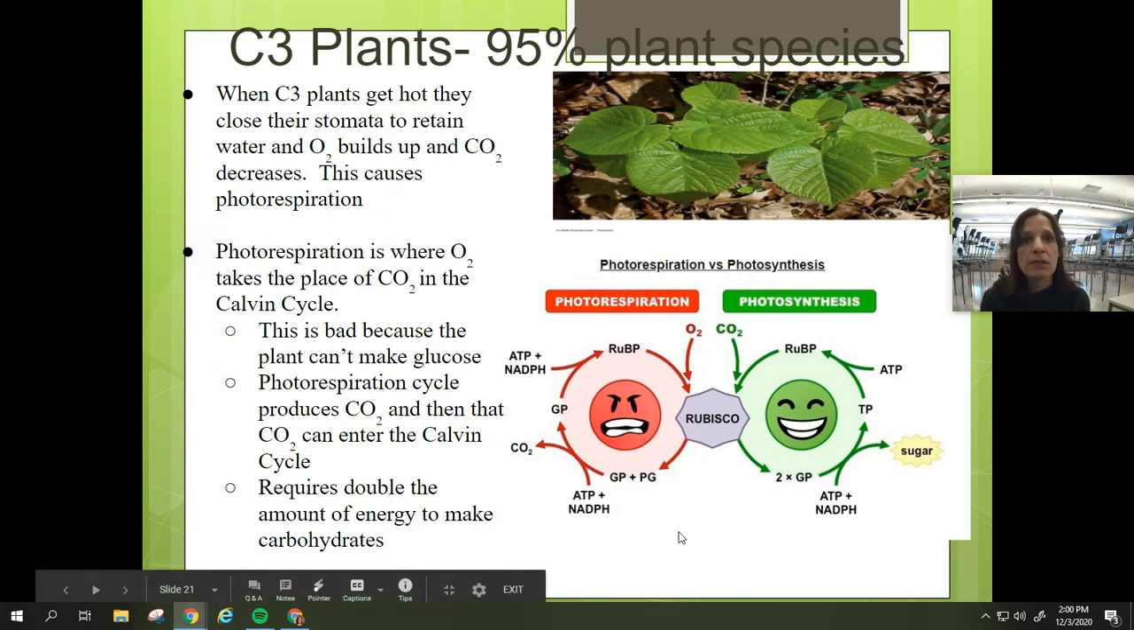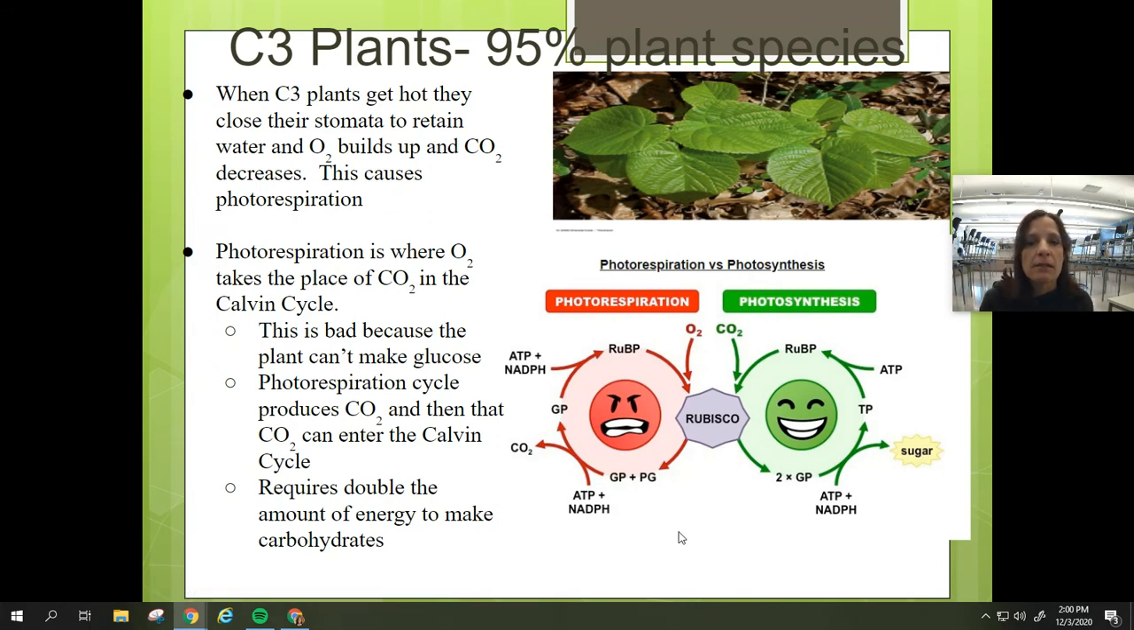Okay, so there's three different types of plants that you need to worry about. C3 plants are 95% of the plants on the planet. And when C3 plants get hot, they close their stomata. So the stomata, if you think of a plant leaf, are little pores that are on the underside of the leaf. And when they get hot and dry, those plants close the stomata.